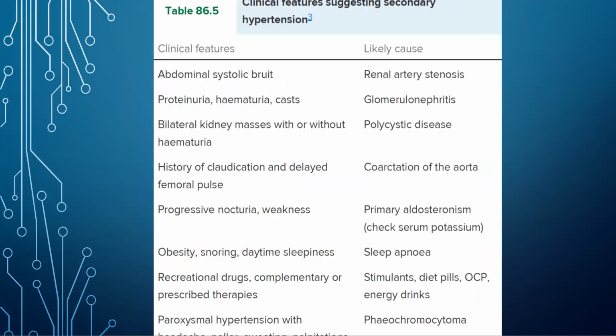Now, clinical features which suggest secondary hypertension, these are the things which are given in your exam question, and you just need to get this clue so that you know what they're asking about. Like in renal artery stenosis, you get a renal bruit in the abdomen. For glomerulonephritis, we'll discuss it in our nephrology class, but you get proteinuria, hematuria, and red cell casts. For polycystic kidney disease, the kidney will be enlarged, and you can feel it in the abdomen. So a ballotable kidney sometimes comes with hematuria and also a family history of kidney disease. That's polycystic kidney disease.